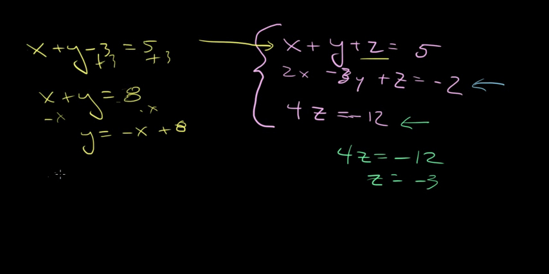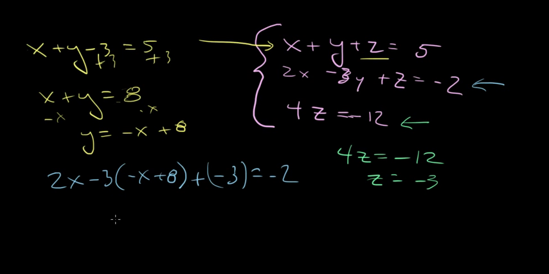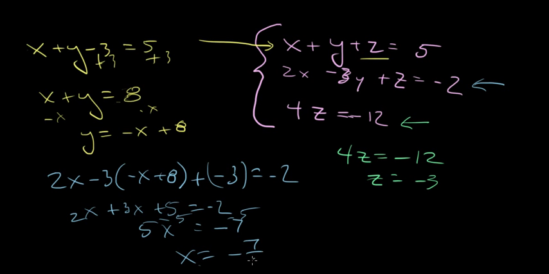And I got 2 times x minus 3 times negative x plus 8 plus z, which is negative 3, equals negative 2. So now I've got just one equation, one variable. And so 2x, negative 3 times negative x is plus 3x. And then positive 8 plus a negative 3 is plus 5. Equals negative 2. 5x equals a negative, let's see if I subtract, that'd be 7, wouldn't it? Subtract 5 from both sides. And so x equals negative 7 over 5.